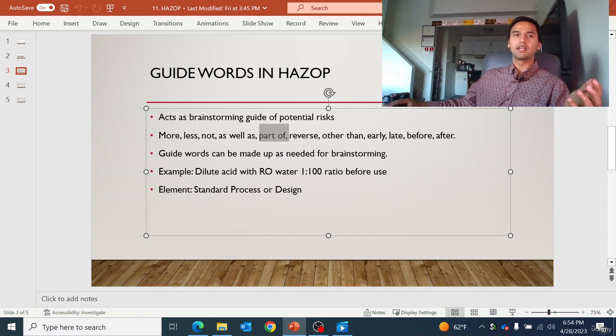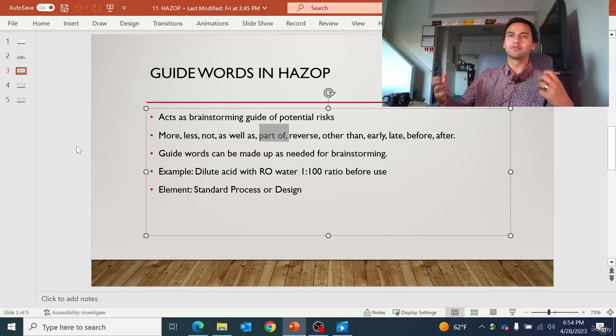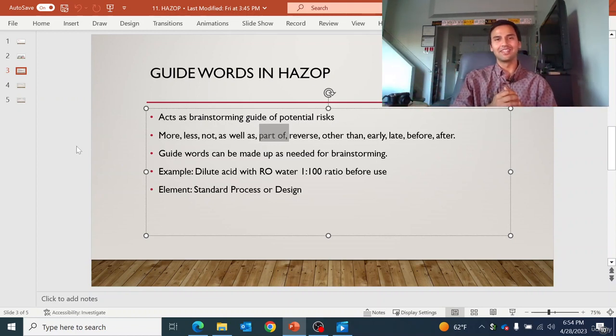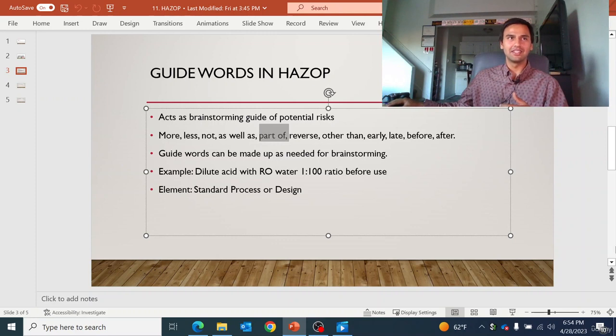So that's a little bit about guide words. In the next lecture, we're going to learn how to create a HAZOP file from scratch. This is what you might be looking for, and I'm really excited we're getting there. So I'll see you in the next lecture.